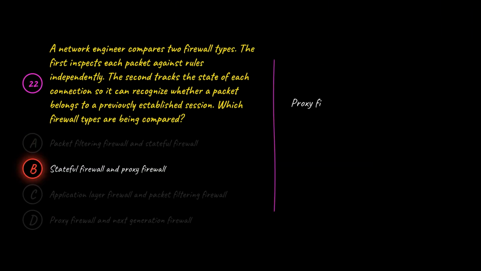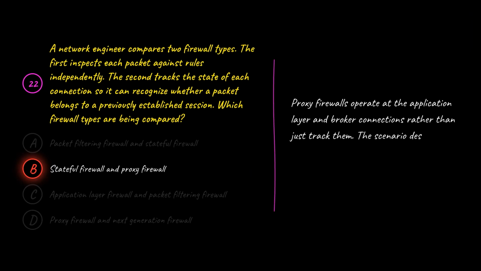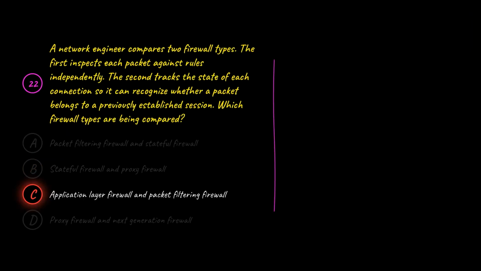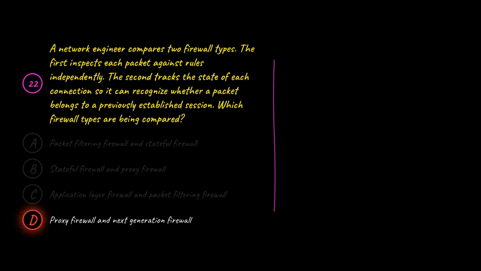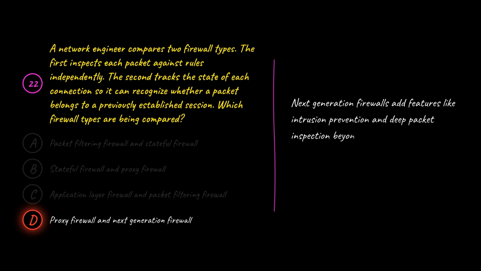B is wrong because proxy firewalls operate at the application layer and broker connections rather than just track them. The scenario describes connection state tracking, not application proxying. C is wrong because an application layer firewall inspects protocol content like web requests, which is not described in the scenario. D is wrong because next-generation firewalls add features like intrusion prevention and deep packet inspection beyond stateful tracking, which goes beyond what the comparison describes.